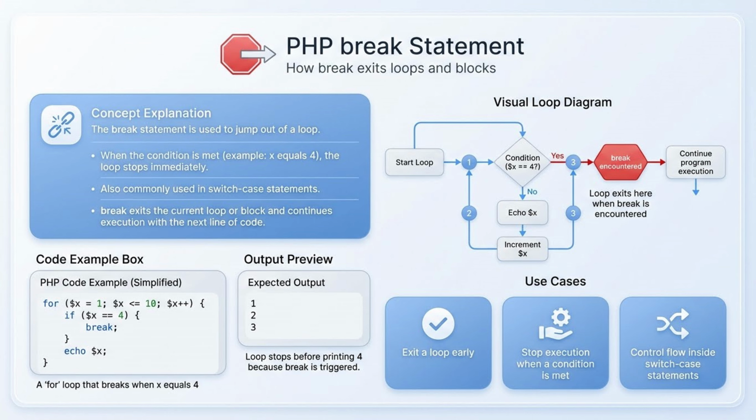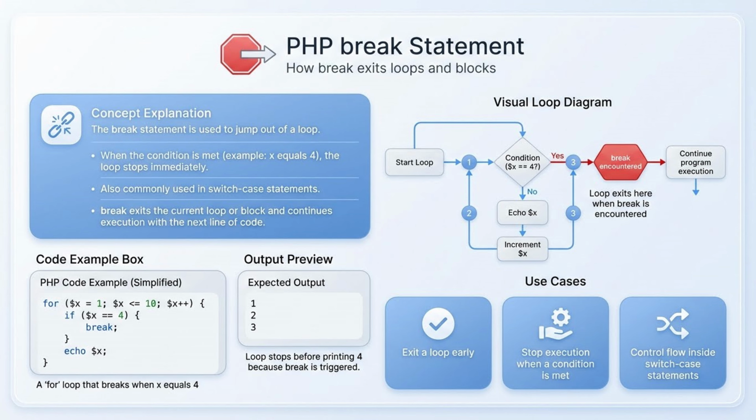This behavior ensures efficient control over how long a loop should run, especially when you only need to process data up to a specific threshold or until a certain condition is met. Break is not limited to loops. It is also widely used inside switch case statements, where you need to stop the execution of one case and prevent the following cases from running unintentionally. In summary, the break statement gives you precise control over execution flow by allowing you to exit a loop early, stop when a condition becomes true, and manage switch case logic cleanly. It helps keep programs efficient, avoids unnecessary iterations, and ensures that your script responds immediately when a specific event or condition is detected.